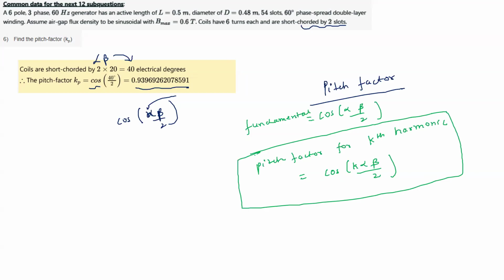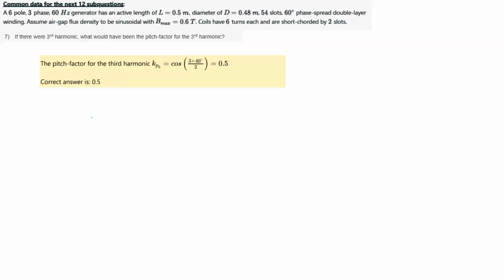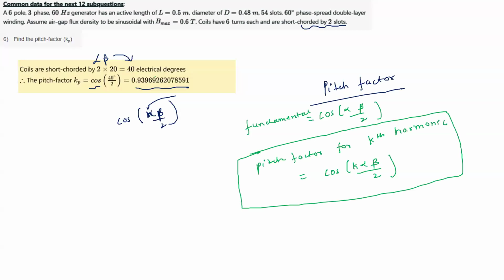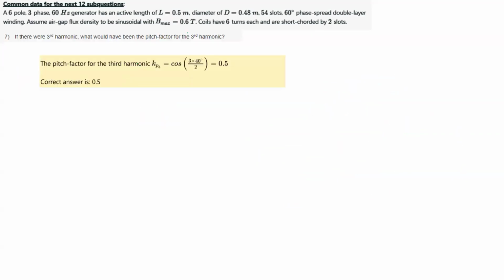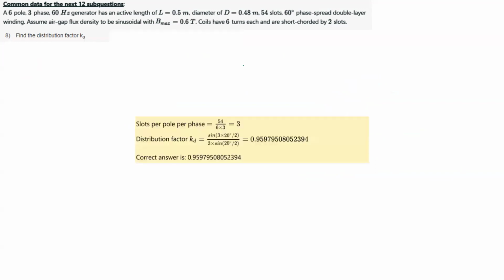For the kth harmonic, here you can just place this. Everything is the same, so alpha beta is 40 and k is 3. So instead of k, we place 3. So 3 into 40 by 2, we get 0.5. Here it is asking you the distribution factor, so the distribution factor also you can find.